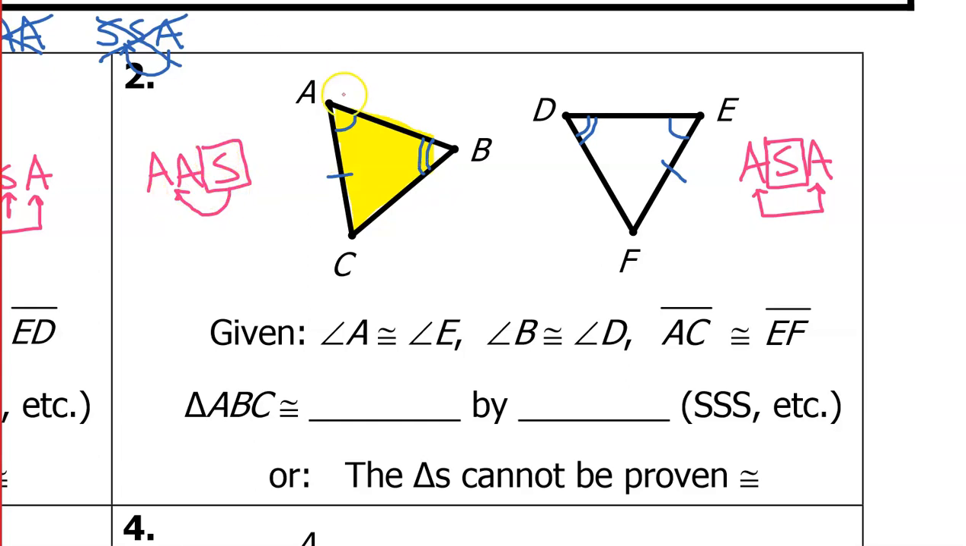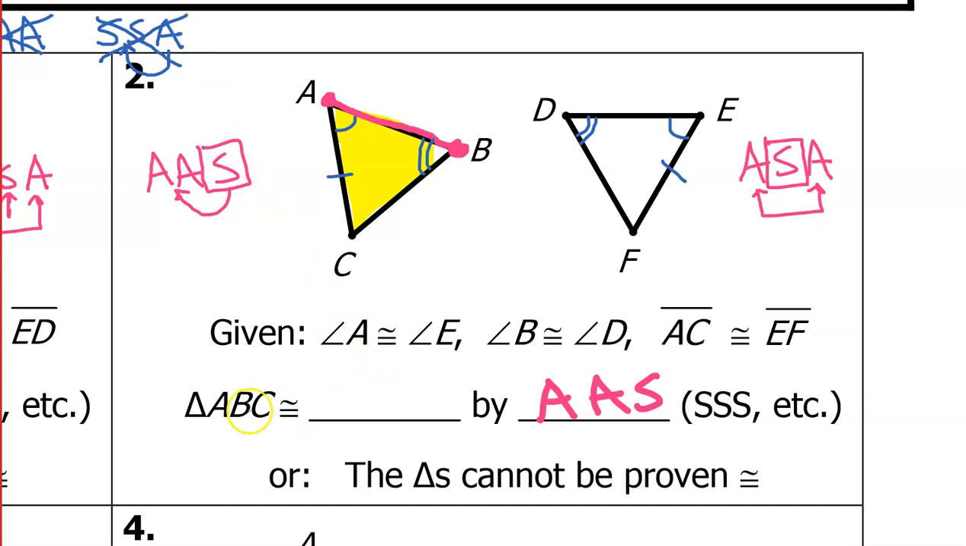So which is it? Well, here's one angle that's marked. Here's the other angle. Here's the side that is between the two angles. Is that the side that was marked? No, the marked side is way over here. So because the side is not between the two angles, that makes this angle, angle, side. Angle, angle, side.